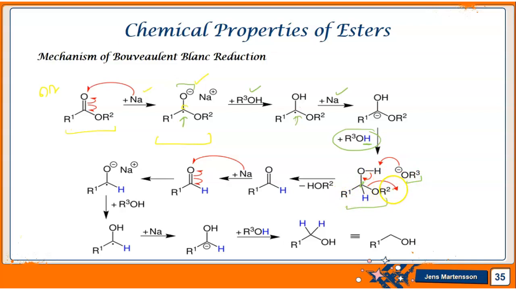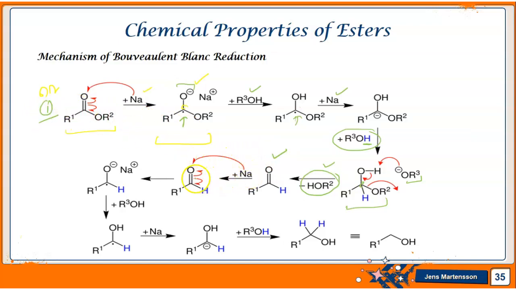Now from this particular structure, what is happening? There is proton transfer occurring and releasing of your R2OH. So the alcohol that has been released over here is your R2OH, and also in the same step, proton transfer is occurring, which leads to the formation of this aldehyde. Now the step that we have discussed from the start is going to repeat again.